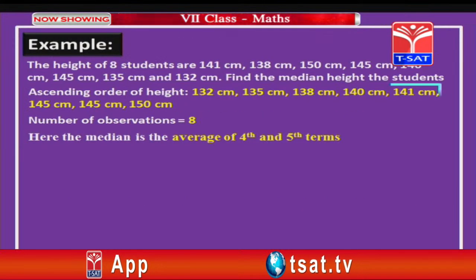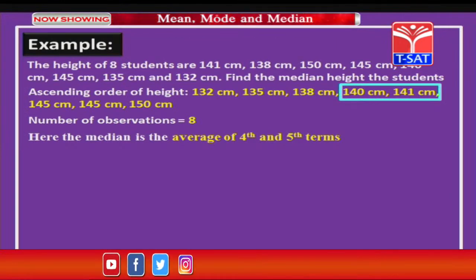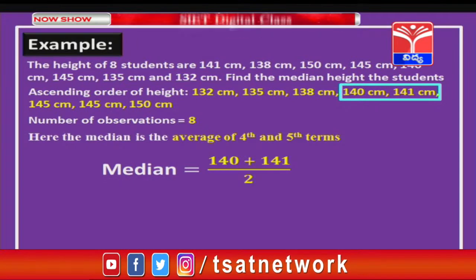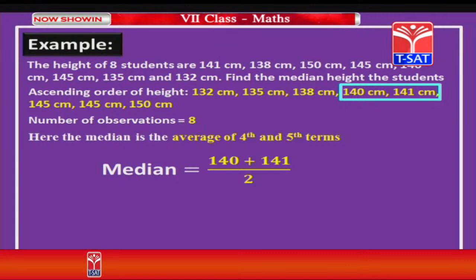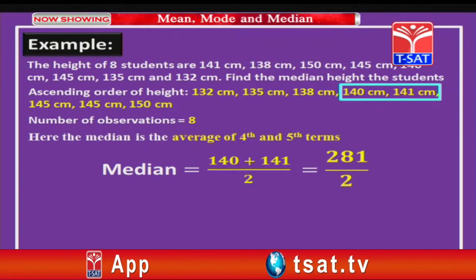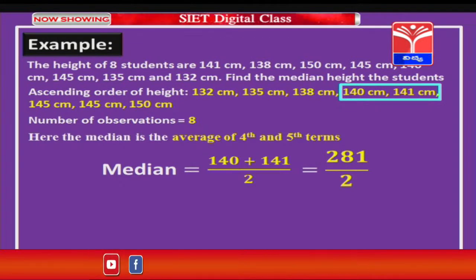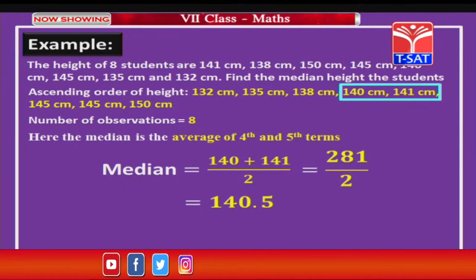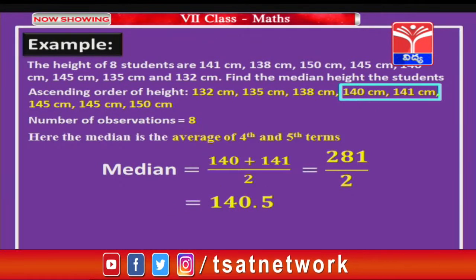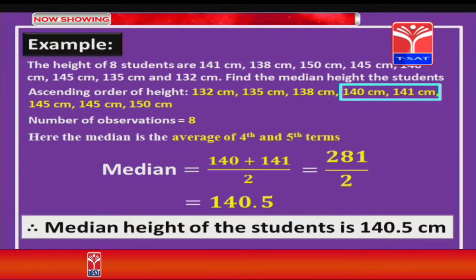So, let us find the average of these two children, that is 140 centimeters and 141 centimeters. So, average is nothing but mean, right. So, 140 plus 141 divided by 2, because there are 2 observations. So, in adding, what do you get, children? Yes, we get 281 divided by 2. Let us divide them. We get 140.5 centimeters. So, this is called the median height of the students.